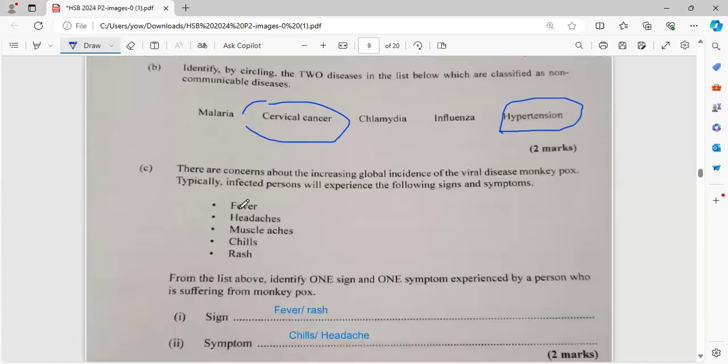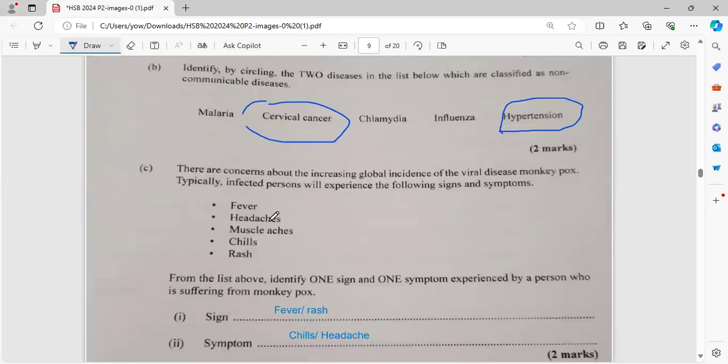Easy marks. Let's go. There are concerns about the increasing global incidence of the viral disease monkeypox. Typically, infected persons will experience the following signs and symptoms: fever, headache, muscle ache, chills, and rash. From the list above, identify one sign and one symptom experienced by a person who is suffering from monkeypox.